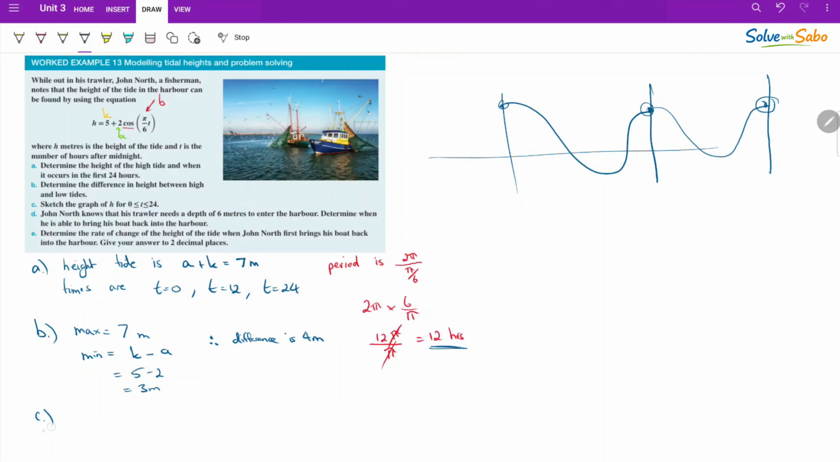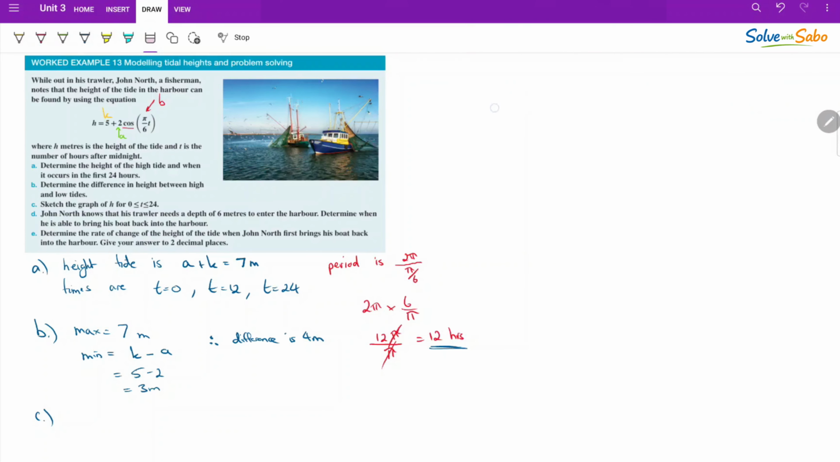Again, just transformations. Sketch the graph of H in the first 24 hours. Oh, well, we kind of did that already, so let's just do it neatly. Here we go. Part C. Where am I going to move this?